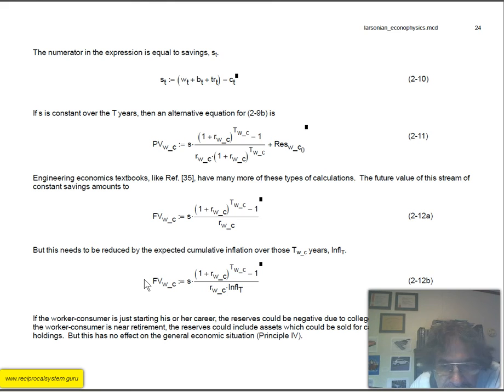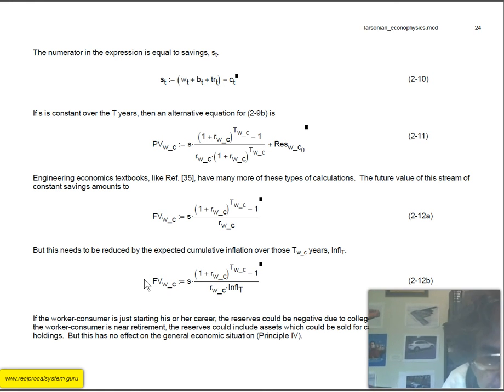value. So if the worker consumer is just starting his or her career, the reserves would be negative due to college loans. On the other hand, if the worker consumer is near retirement, the reserves could include assets which could be sold for cash, like one's house or stock holdings. But this has no effect on the general economic situation, and that's principle 4.